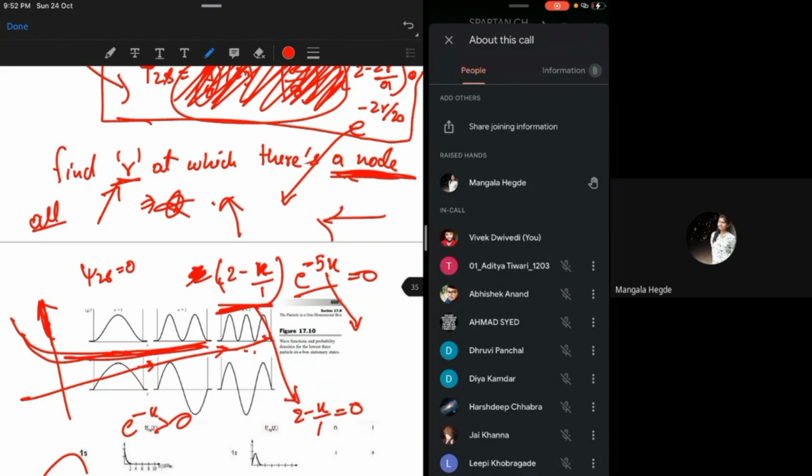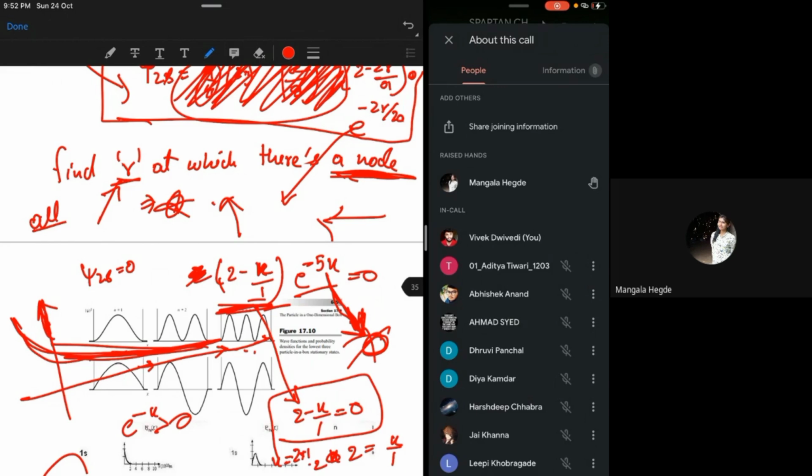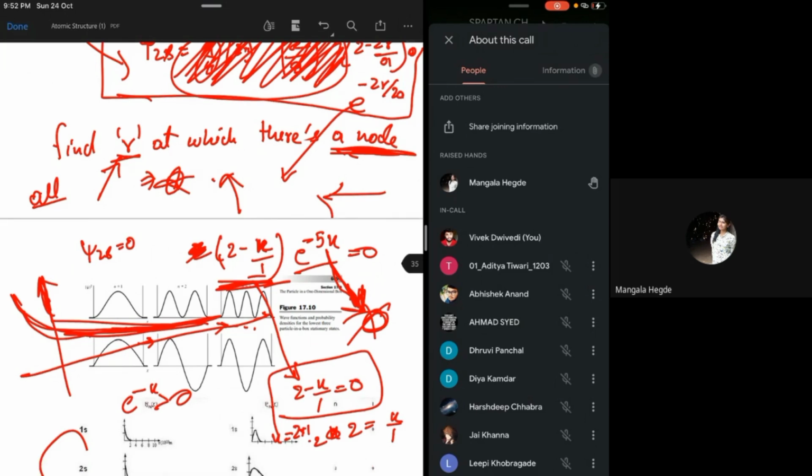Whether x is positive or negative, it is always positive. So can this become 0 or not? No, sir, it cannot become 0. So what can become 0? Only this. When this becomes 0, what do you get? 2 equals x upon 1, and you get x equals 2 into 1. You get 2. That's how you do it. Yes, sir, now I got it.